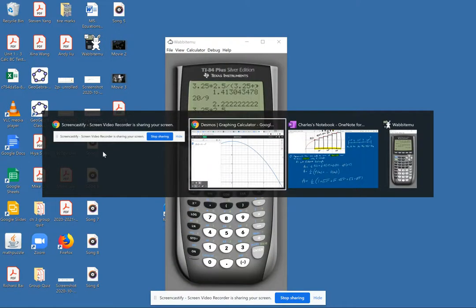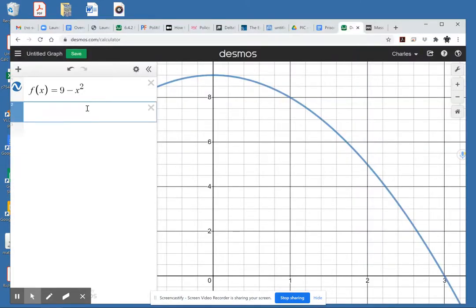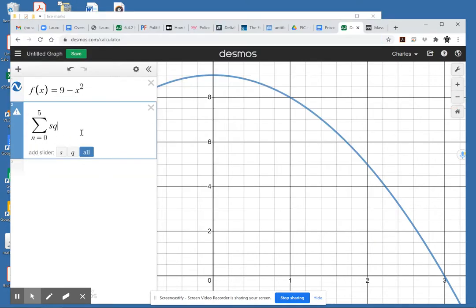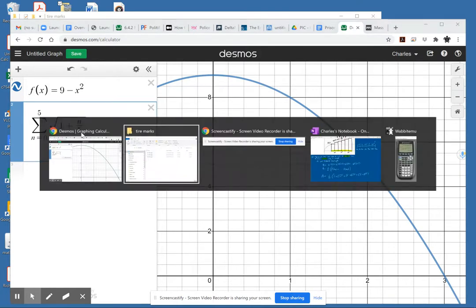Actually, let's do it on here, and I think I could do sum as n goes from 0 to 5 of square root of 1 plus n over 5. And that's my answer, approximately 7.3.